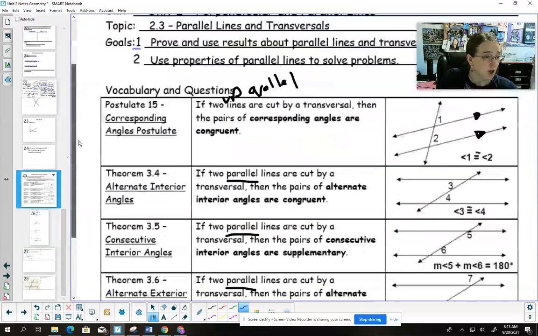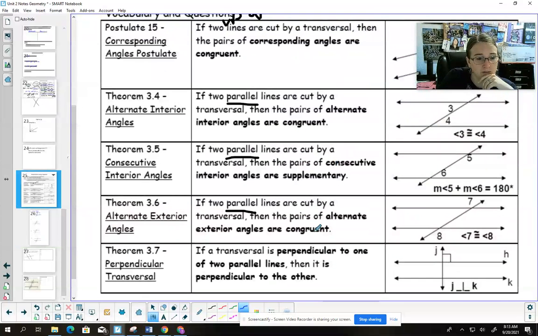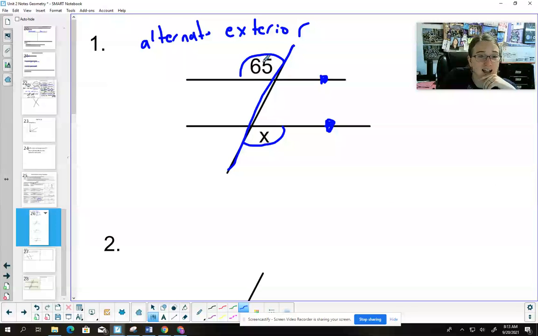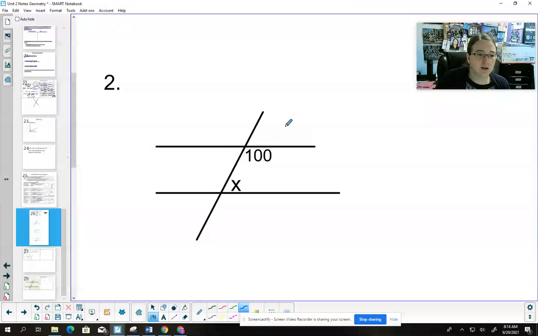Let's look back to our notes. Alternate exterior angles, let's find it. What do they say about alternate exterior angles? They are congruent. So if this is 65 and X, and they are congruent, what does X equal? 65. That's the definition of congruent, right? X equals 65 degrees as well. So once again, we named the relationship. We looked to our notes and we saw, okay, hey, alternate exterior angles are going to be the same, 65, 65. Let's go ahead and try number 2. So same thing, name the relationship.